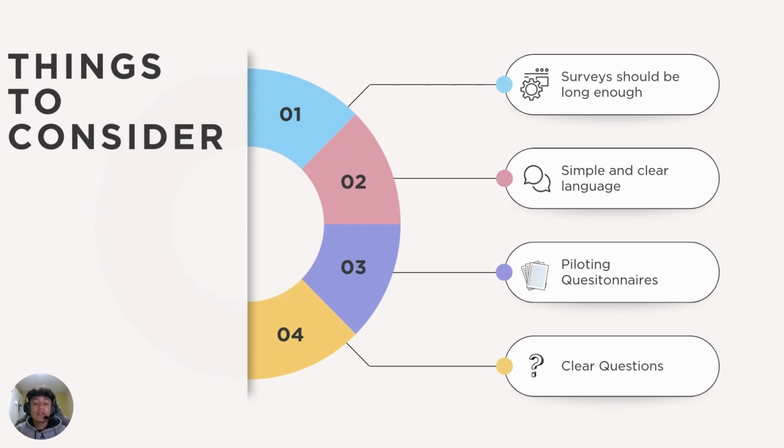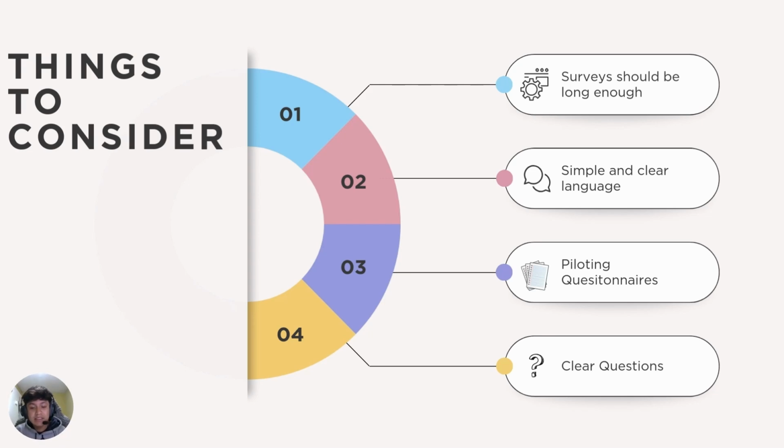For example, surveys should be long enough to get all the necessary data, but not in an excessive way. It is crucial that the questionnaire gets the information we need. The language must be simple and clear, so we have to avoid jargon or leading questions that may introduce bias. The questionnaire must be piloted, so we can ensure that the questions are easy to understand and everybody can understand what we're asking for. The question must be clear, and we have to avoid asking multiple things at once.